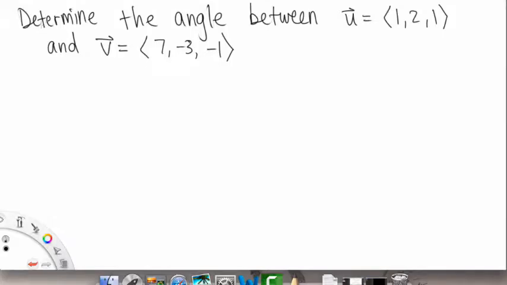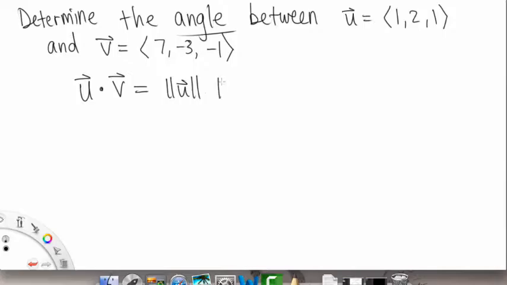This one is asking us to determine the angle between u, which is given by (1, 2, 1), and v, (7, -3, -1). Okay, so now, because it says angle, we're going to need one of those formulas, our supreme equation, relating the dot product and the angle.